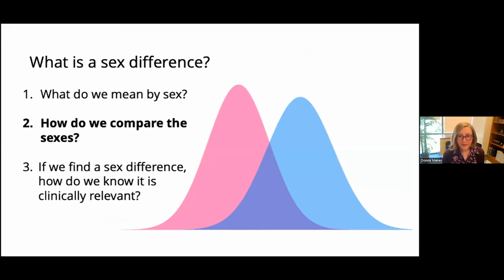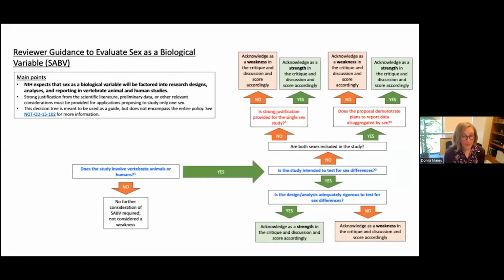So next, if we're going to find a sex difference, we have to compare the sexes with each other somehow. But I want to point out that NIH does not actually require comparing the sexes. So this is the guidance to reviewers on how to evaluate whether SABV has been addressed in grant proposals. And the gist of it is that if your study is not intended to test for sex differences, in other words, that's really not what your lab is interested in, all you have to do is include both sexes in your study, and then report your data disaggregated by sex. You don't need to test for sex differences.